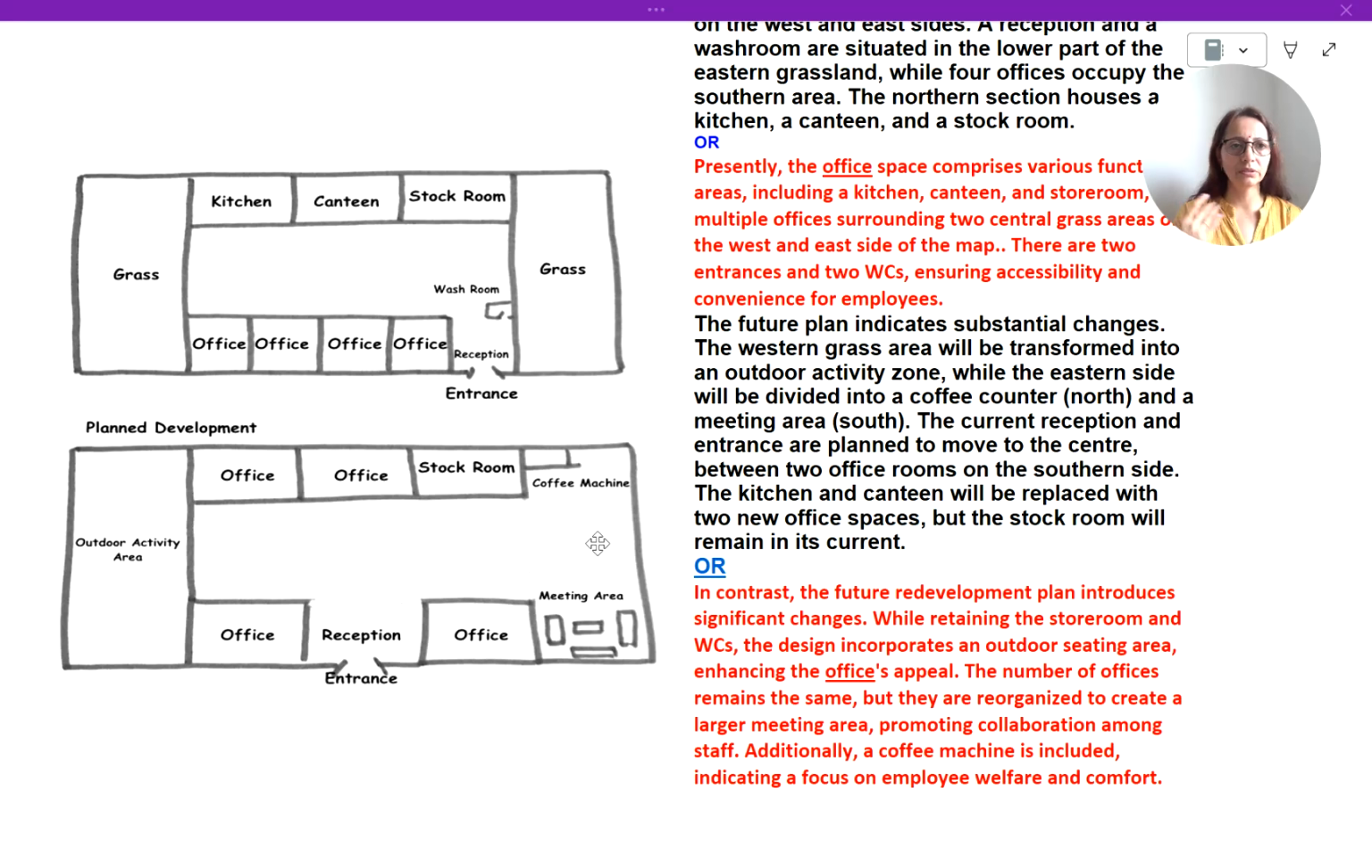This line you can just make yourself. Of course, the coffee machine and meeting area will be created to facilitate better convenience for employees. So you can write it. It's better to write it properly. Use vocabulary words in Writing Task 1.